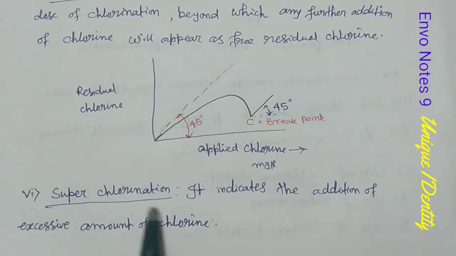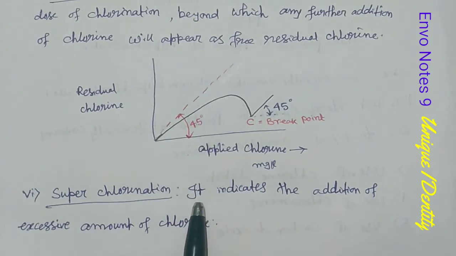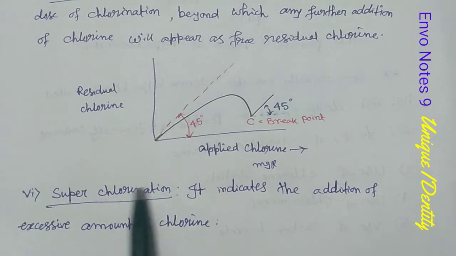Next is superchlorination. What is this? It indicates the addition of an excessive amount of chlorine. Why are we adding excessive chlorine? This may be required in some special cases of highly polluted water or during epidemics of waterborne diseases. Okay, then superchlorination is required.